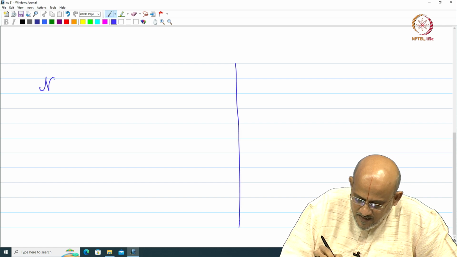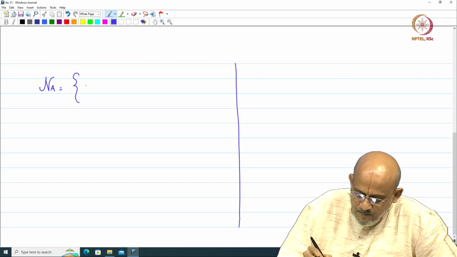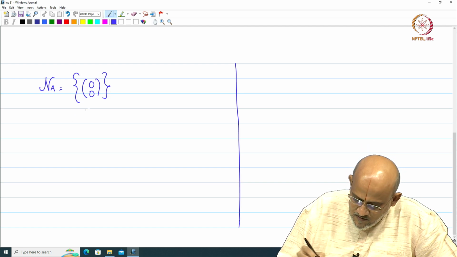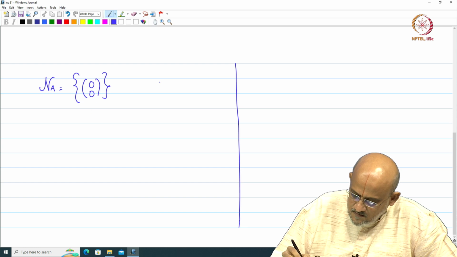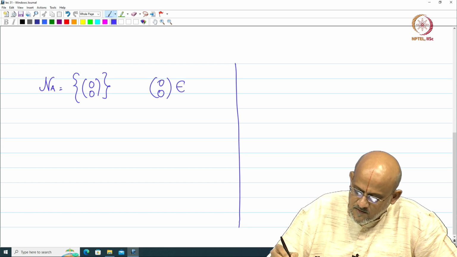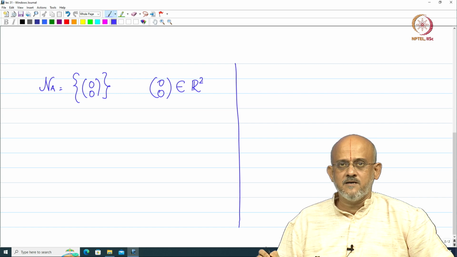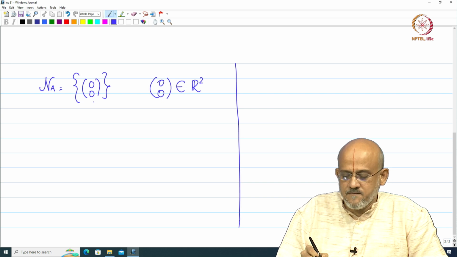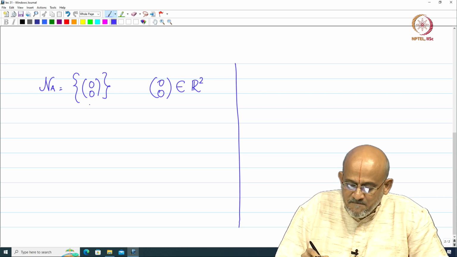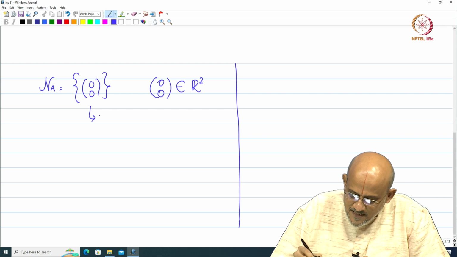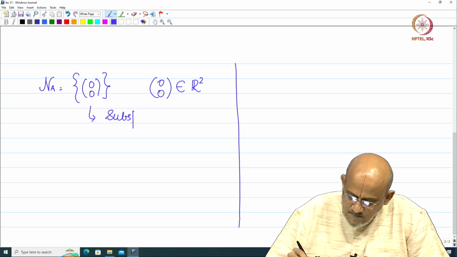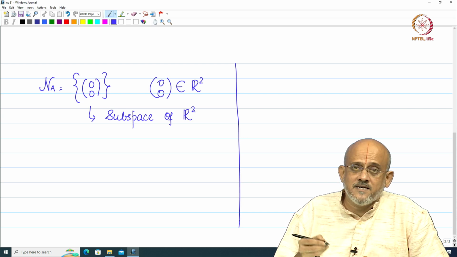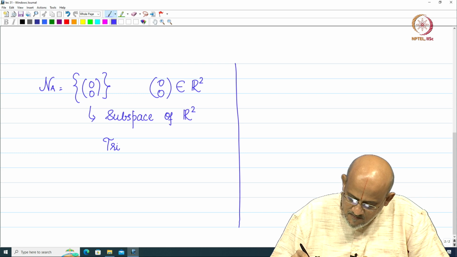So in this case, if we take the null space of A, we just have this vector (0, 0) alone. This vector (0, 0) is an element of R2, is that right? It is an element in R2, and that is the only solution to this. We know that it is a subspace, so it is a subspace of R2, and in fact it is the trivial subspace.